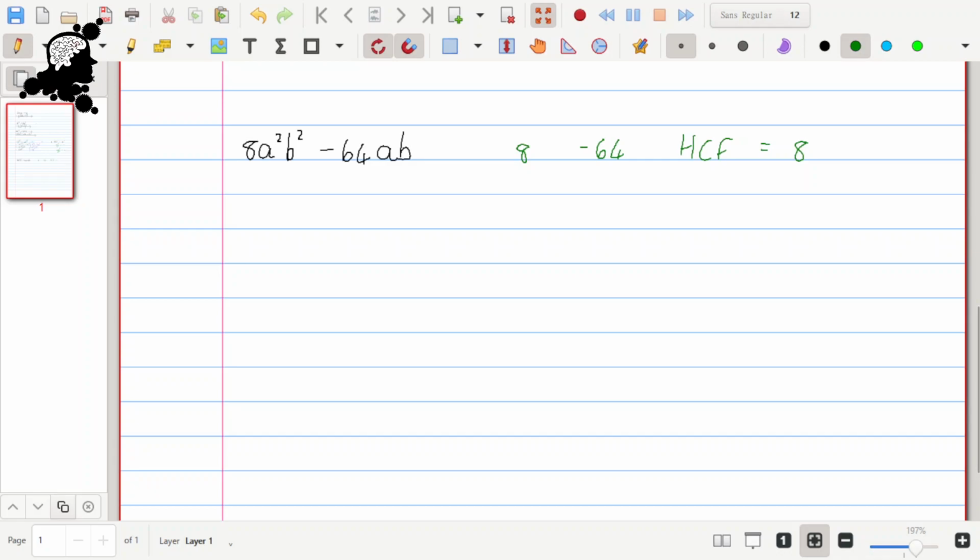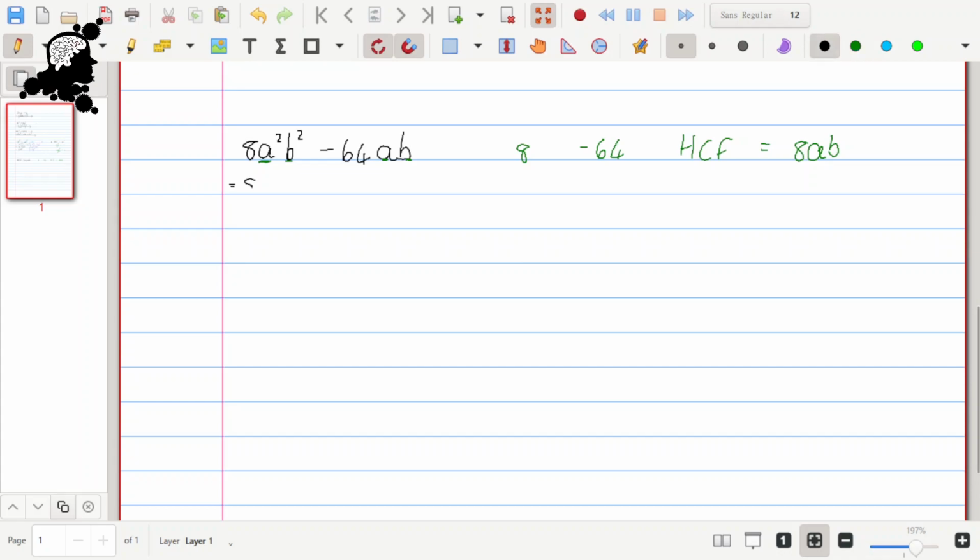Now looking at the variables, there's a in both of the expressions, but we've got a squared and a. Which one do we take? The one with the lowest exponent. So that's just a. Looking at the b, we've got b squared and b. Which one do we take? The one with the lowest exponent. So our highest common factor is 8ab.